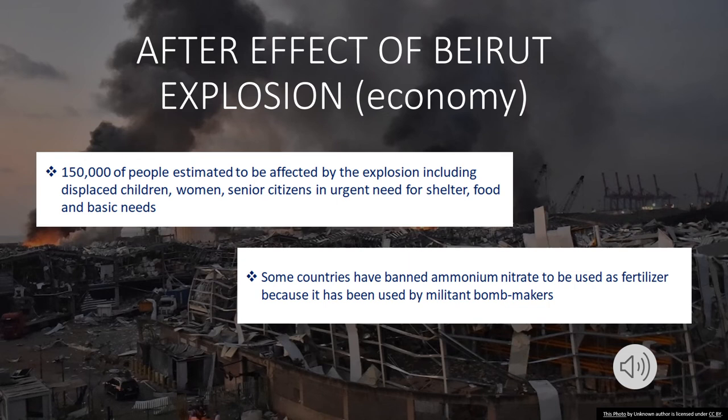Other than that, due to the explosion, some countries have banned ammonium nitrate from being used as fertilizer because it has been used by militant bomb makers. This affects Beirut's economy greatly, as Beirut is one of the ammonium nitrate suppliers.